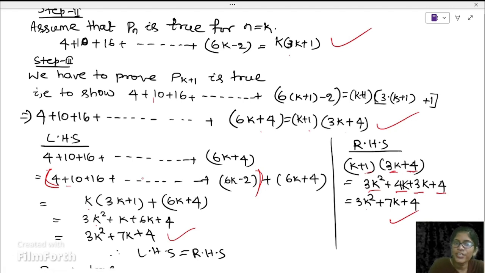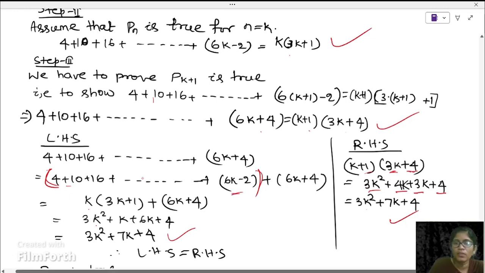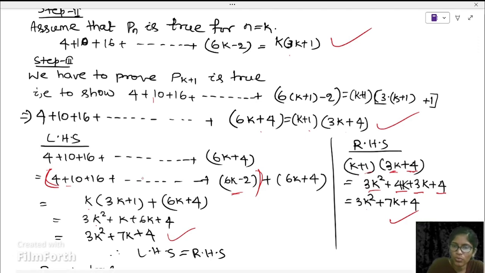Here are 4 differences. Why I wrote 6k minus 2 here? That means the previous term of 6k plus 4 is 6k minus 2. Since there are differences, 4 difference, that means 4 plus 6 difference. There are 6 difference. 4 plus 6, 10. 10 plus 6, 16.